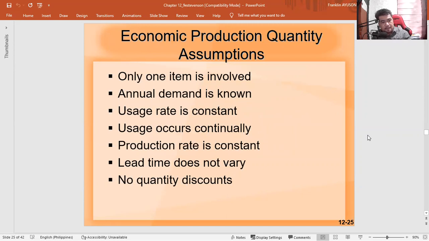Moving forward, again, some assumptions of economic production quantity. Once again, one item is involved, annual demand is known, usage rate is constant, usage occurs continually, production is constant, the lead time does not vary, and of course, no quantity discount. These are some assumptions to create our model in terms of achieving production quantity efficiency. But in reality, of course, it might change from our assumptions.